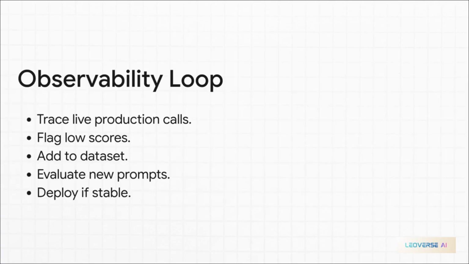But the work doesn't stop at deployment. You need continuous observability. This feedback loop ensures that you trace live production calls, flag those interesting examples that receive low scores or user thumbs downs, and promote those failures directly into your golden data set. This creates a powerful flywheel effect, continuously hardening your baseline against future regressions.